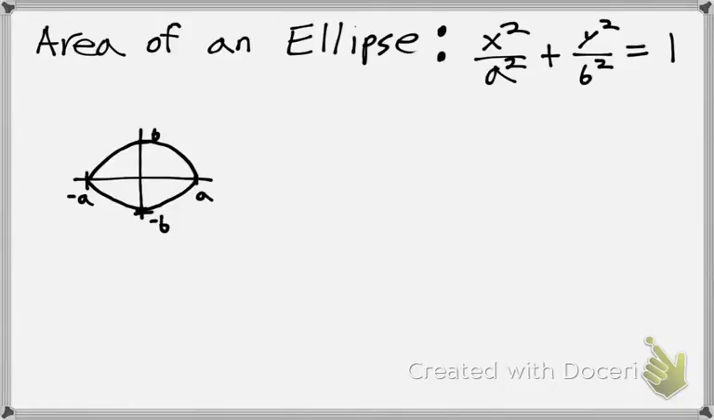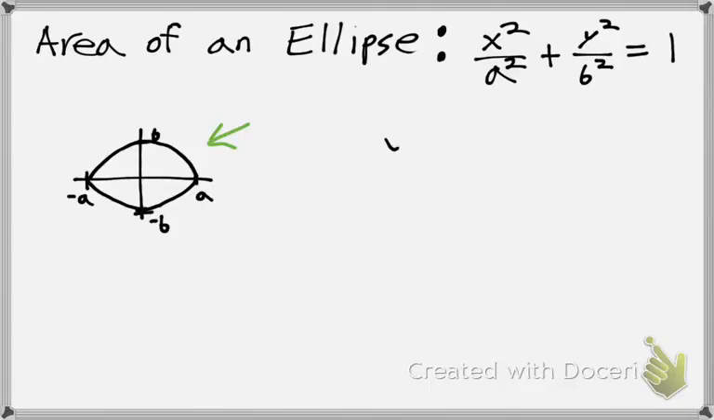In this video, we are called to find the area of an ellipse, and an ellipse is equal to this formula over here of x squared over a squared plus y squared over b squared is equal to 1. And this is how an ellipse looks like. Okay, now to solve this formula, we're going to need to first convert it into the y form.